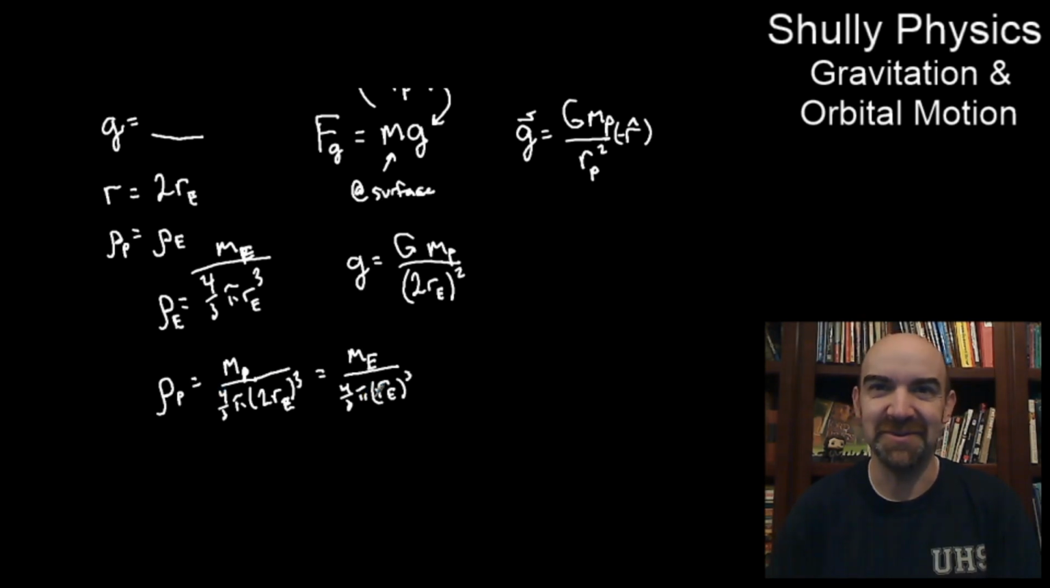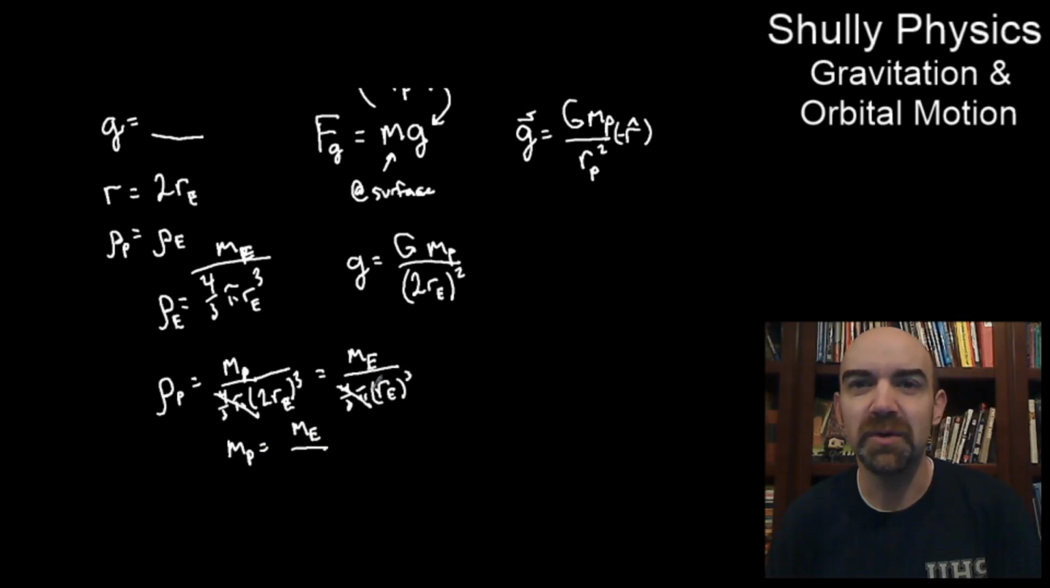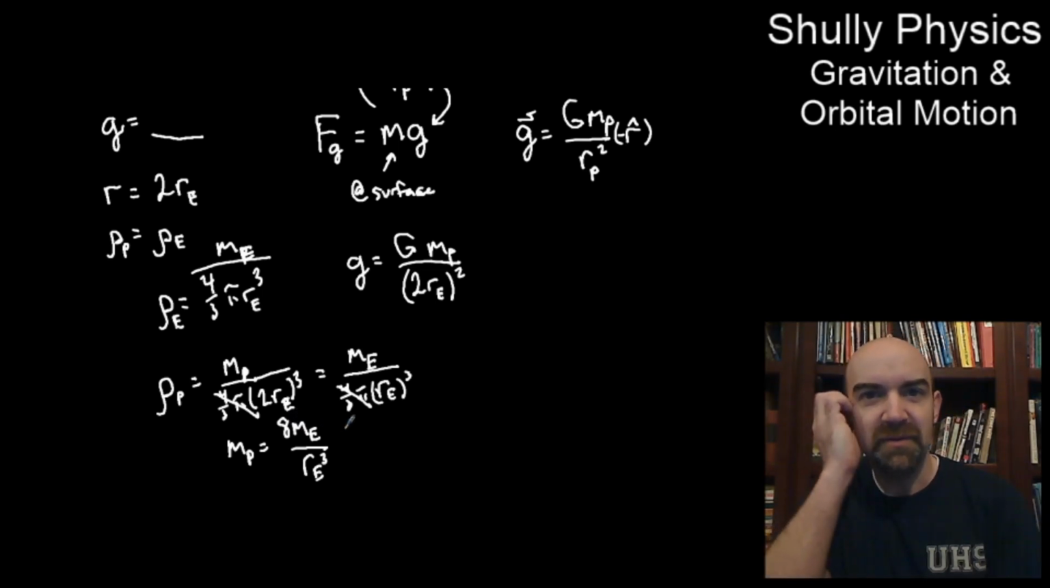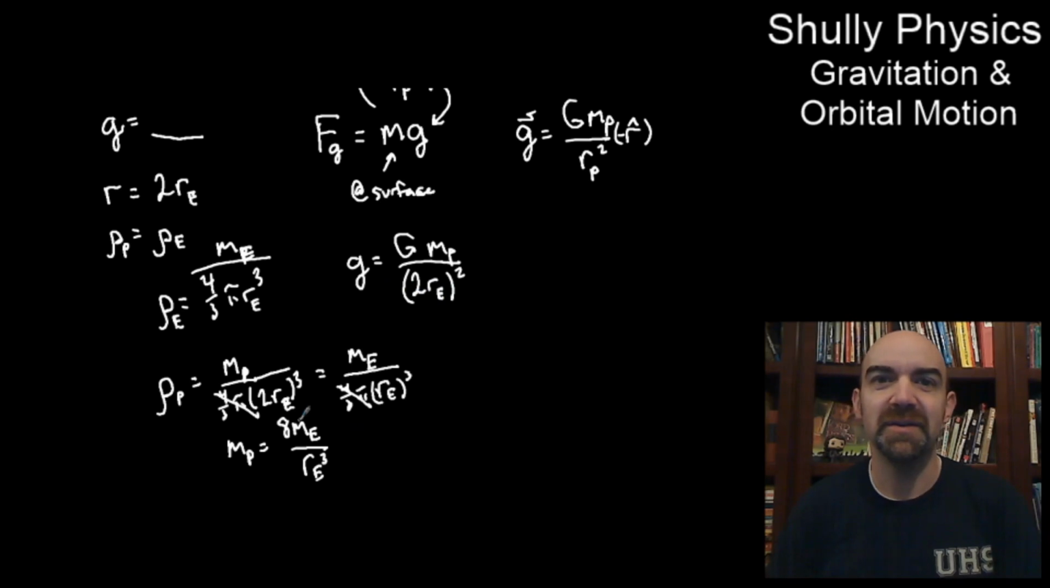So a couple of these things cancel out. 4/3 pi, that'll cancel there. And we get a mass of our new planet equals mass of Earth over radius of Earth cubed. And we have down here a 2 times 2 times 2, 2 cubed, which would give us an 8 up here. Okay, there we have our massive planet.